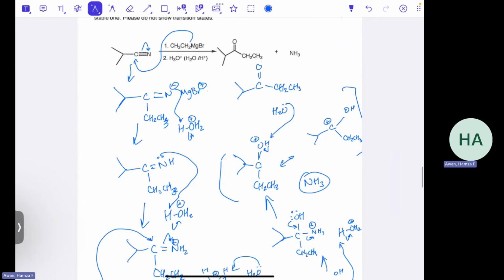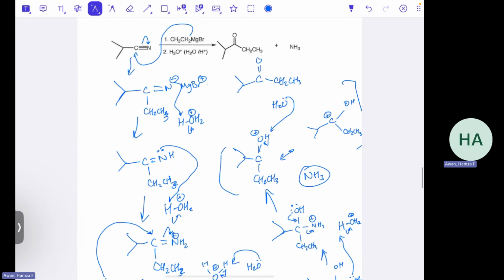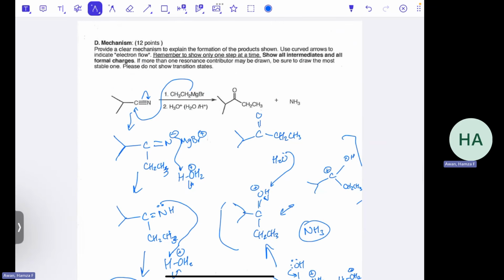Are there any questions on that? Yeah, I mean, you do have to only show the most stable contributor, but for this one, I think on the answer key she wanted to at least show one resonance for full credit. Yeah, it says that in the instructions as well, but I think for this one it was just a little bit different, just in case. Any other questions?